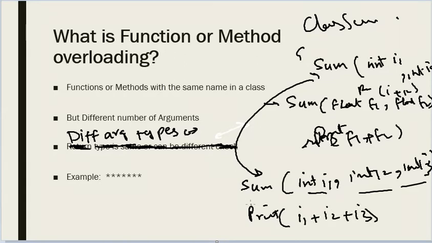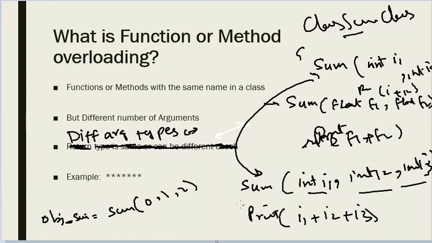So if we call a sum function from an object of this class, we create an object of the sum class, let's say object underscore sum. You can call it sum, but better to have a different name from the functions. Okay, so if we call a sum with three integers 0, 1, 2, of course this sum will be called.